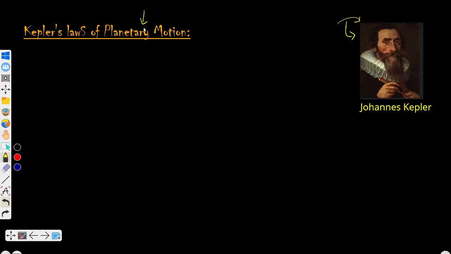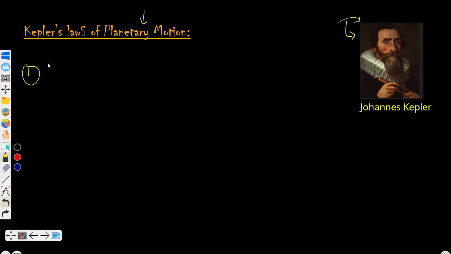The laws that are given by Kepler are very important because the laws that he gave are all based on the observations that he made throughout his life. Because at that time we didn't have much technology, so everything is based on the observation done by Kepler. So we'll first discuss the first law, which is also known as the law of orbit.